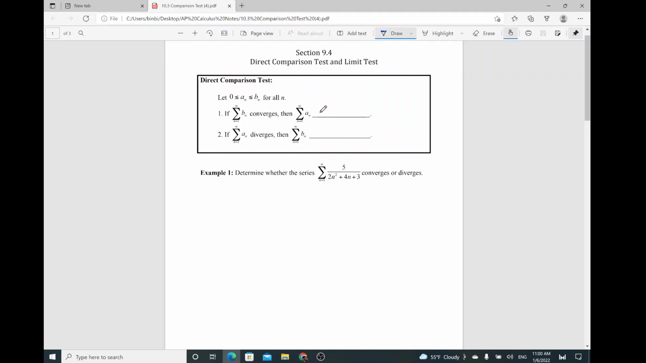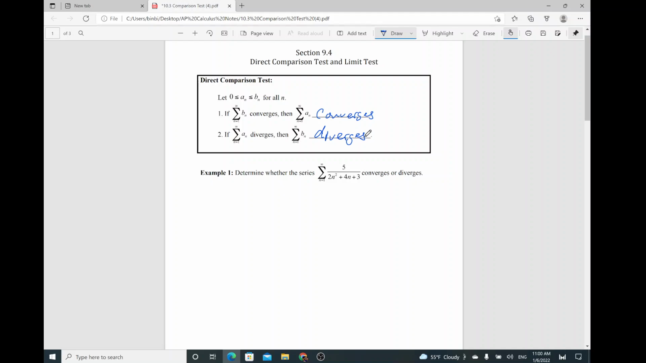Okay? So this one is just like a conditional statement. One thing that you need to recognize here is that b sub n is always greater than or equal to a sub n. And then the other way around, if a sub n diverges, the smaller series diverges, then that means sigma of b sub n also diverges.